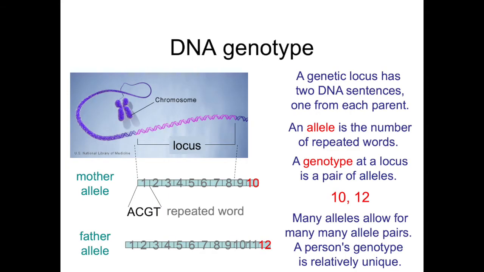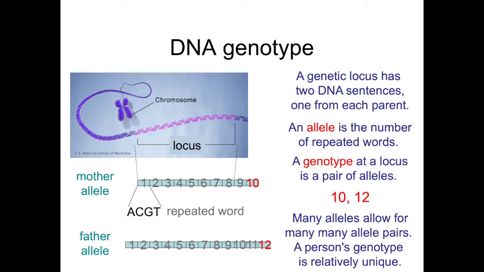And now the key concept in all of this is the genotype. That's what we care about. What is somebody's genetic type? And since you inherit an allele from your mother and an allele from your father at each of these loci, that pair of alleles, that's your genotype.